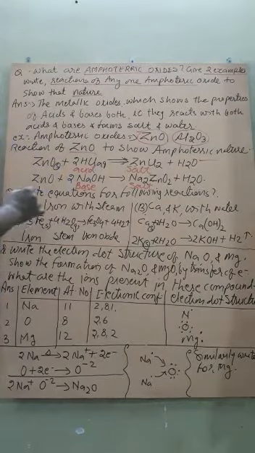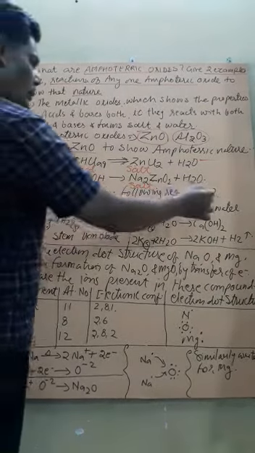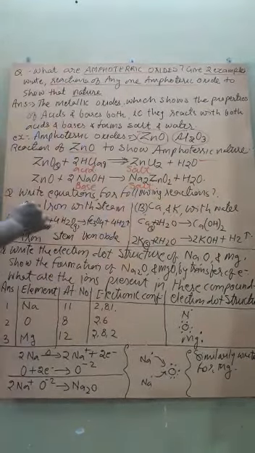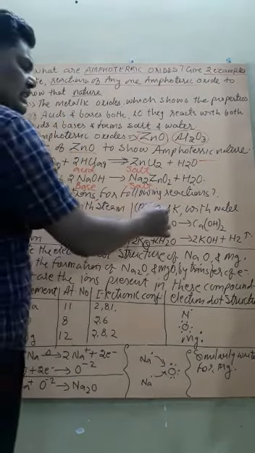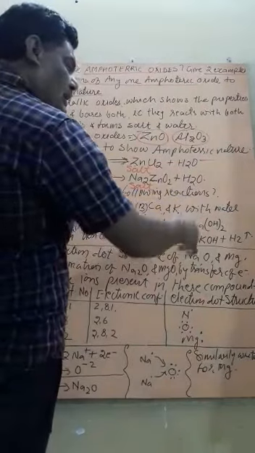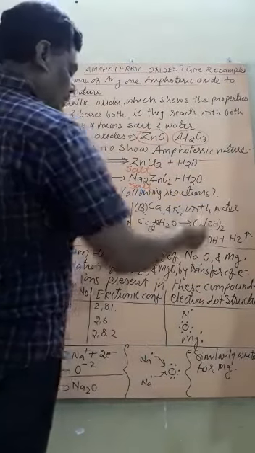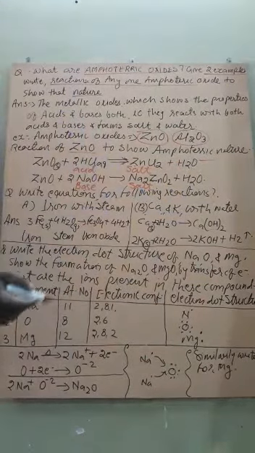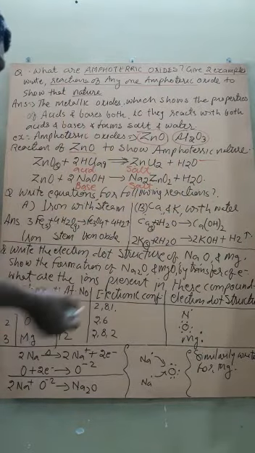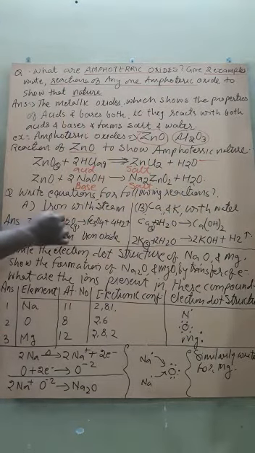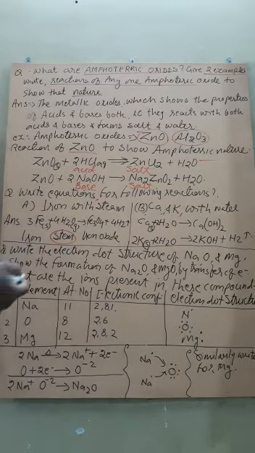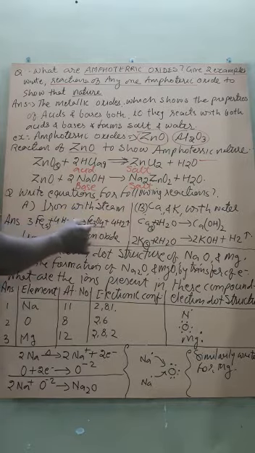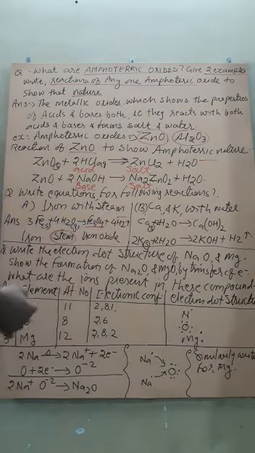Now the next question is: write equations for the following reactions. The question is iron with steam, and calcium and potassium separately with water. So simply we have to write the reactions. Already we have checked it. Iron when reacts with steam, steam that is called what? The hot water vapor. It forms iron oxide and releases hydrogen gas.